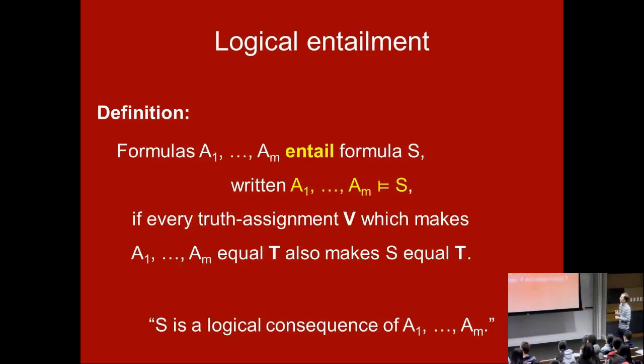Okay? So here's the definition that encapsulates that. We say that formulas A1 through AM entail formula S, and you have to use this symbol. Good thing we're not using LaTeX this year, because you'd have to search out what this symbol is. We say that A1 through AM entail S if every truth assignment, I should have just changed them all to sigmas, if every truth assignment which makes A1, A2 up to AM true also makes S true. In other words, S is like a logical consequence of A1 through AM.